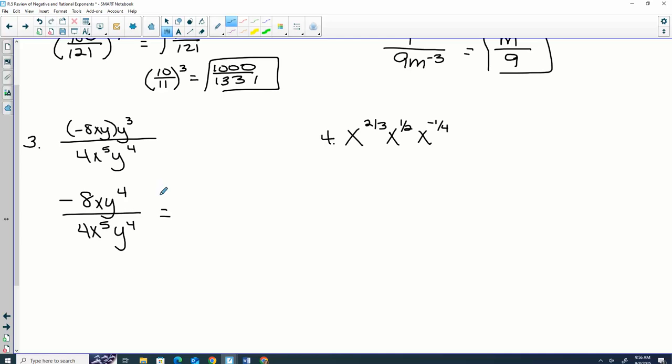If you have y's on top and bottom, what happens? Okay. -8 divided by 4 is -2. We have 1x on top, 5 on the bottom. So there's more on the bottom. It will end down there. Subtract exponents. 5 minus 1 is 4. So -2 over x to the 4th.